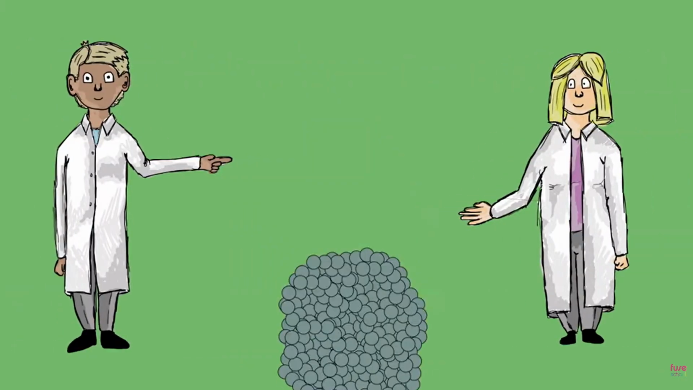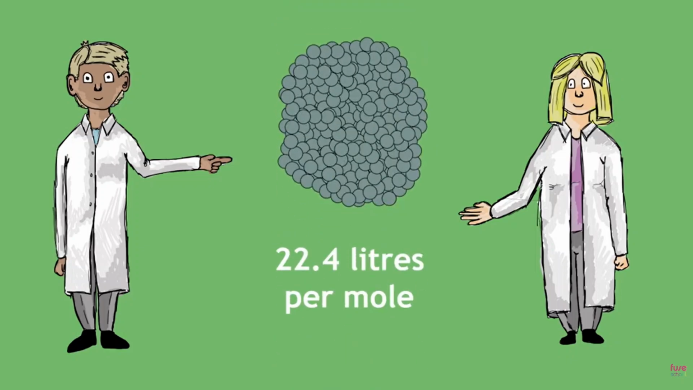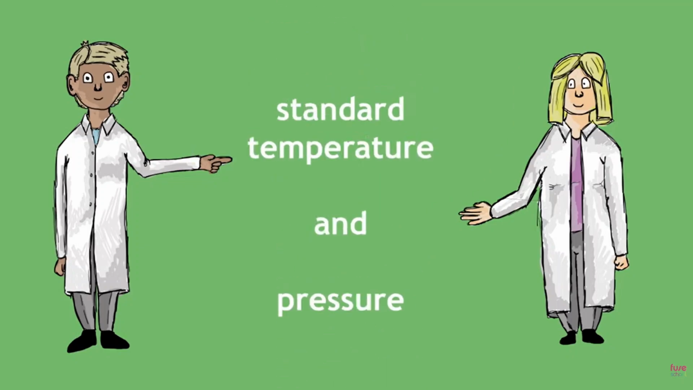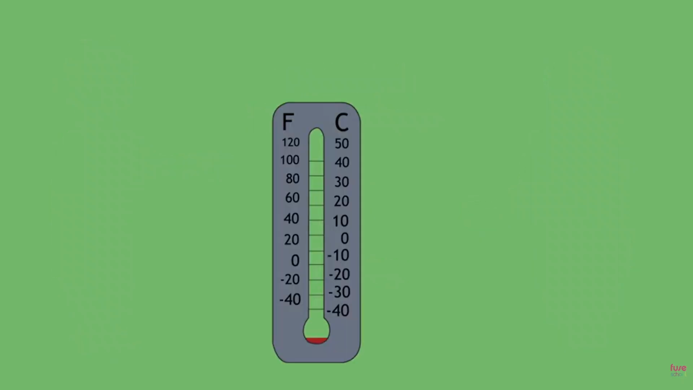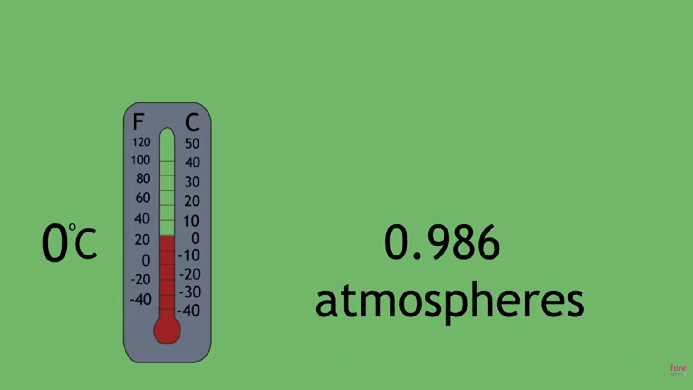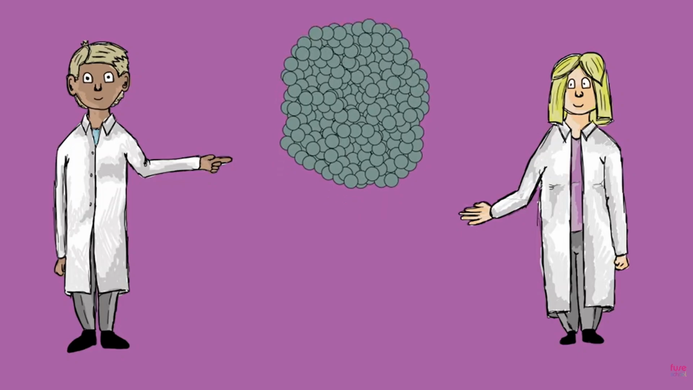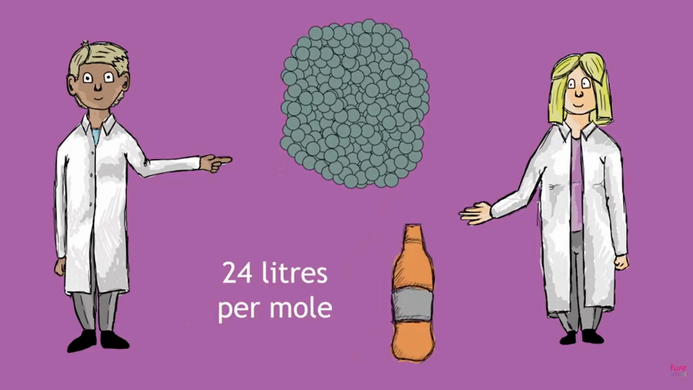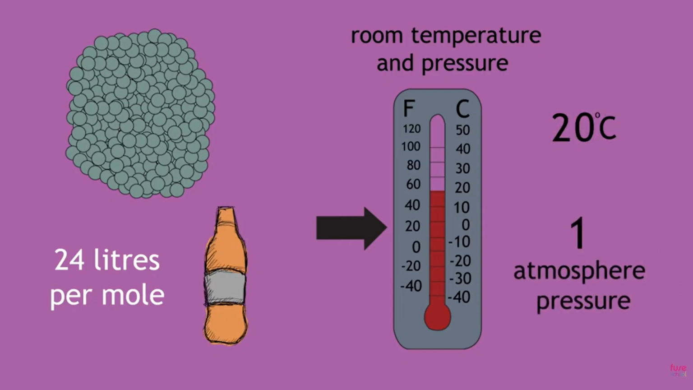Scientists have found that 1 mole of any gas occupies approximately 22.4 litres per mole under standard temperature and pressure. Standard temperature and pressure is 0 degrees centigrade and 0.986 atmospheres respectively. Scientists also quote molar gas volumes at 24 litres per mole, but this is at room temperature and pressure, which is 20 degrees centigrade and 1 atmosphere pressure.